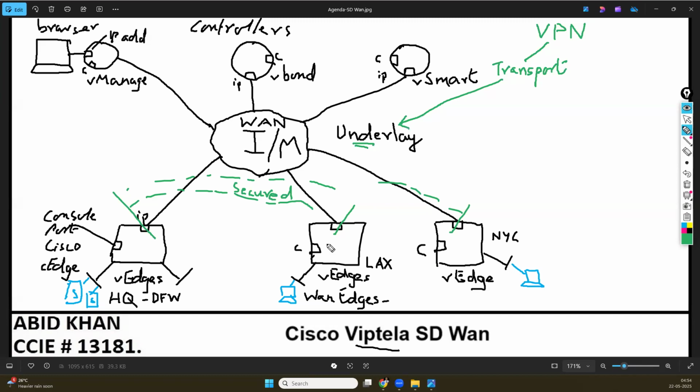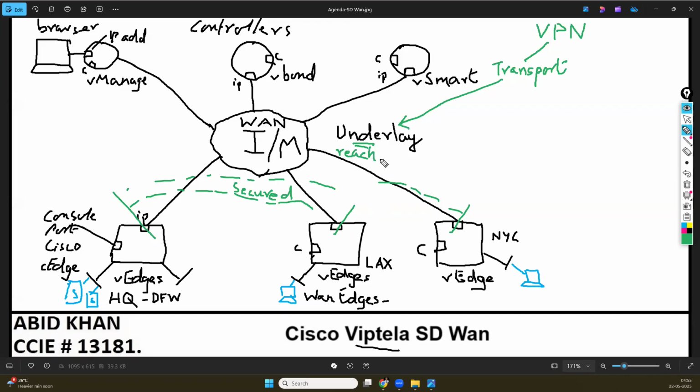If I put a traditional router in front and I terminate this WAN internet connection on a traditional router and I put these WAN edges behind a traditional router, then this IP address can be private also. That's the reason I'm just simply writing IP right now, because this IP can be private, this IP can be public, depending on how the customer is deploying them. But whatever, reachability is there. Underlay means nothing but reachability.